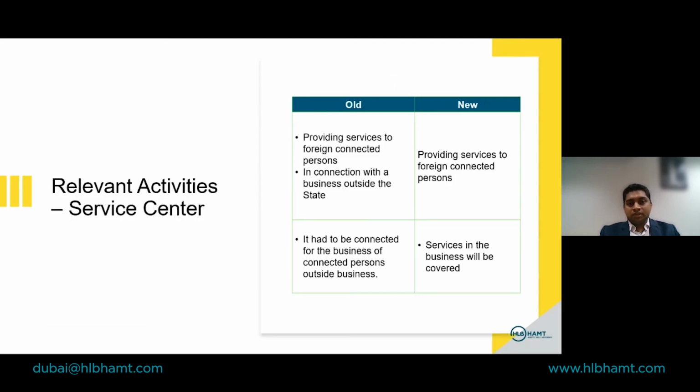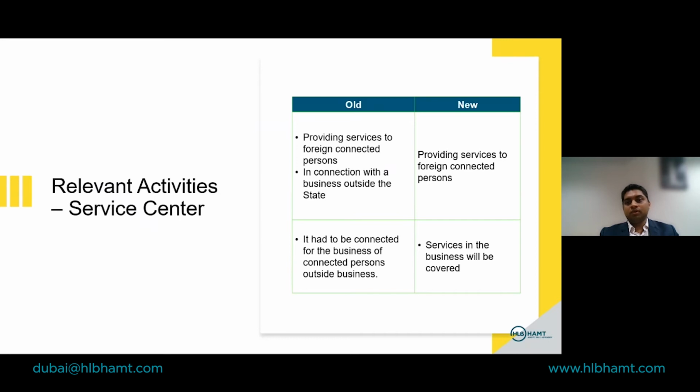Now let's take service center. That also had confusion whether the service should be related to a business which is inside UAE or outside UAE. That has also been clarified now. The old regulation required that the service be provided to a foreign connected person in connection to the business outside the state.